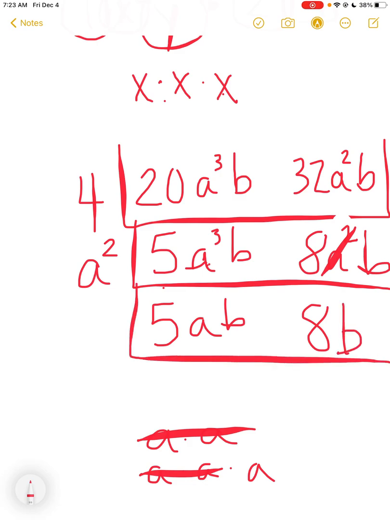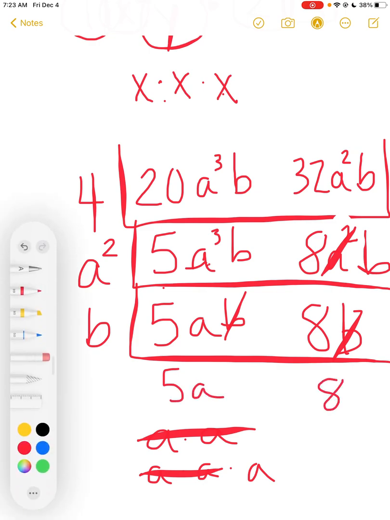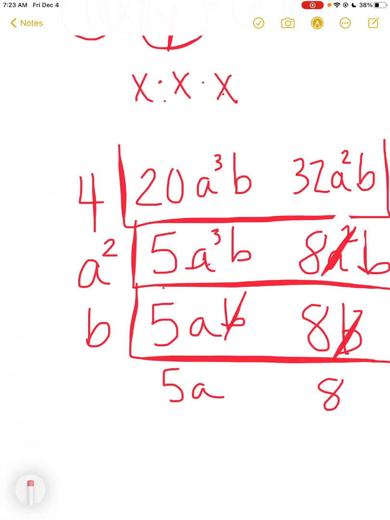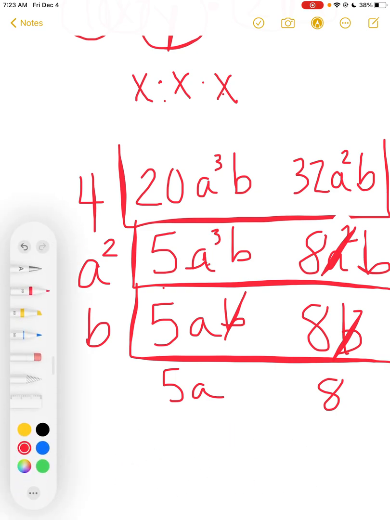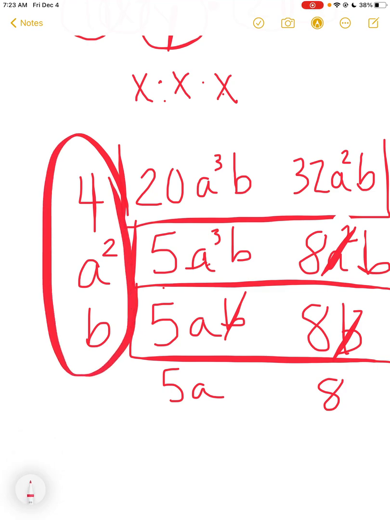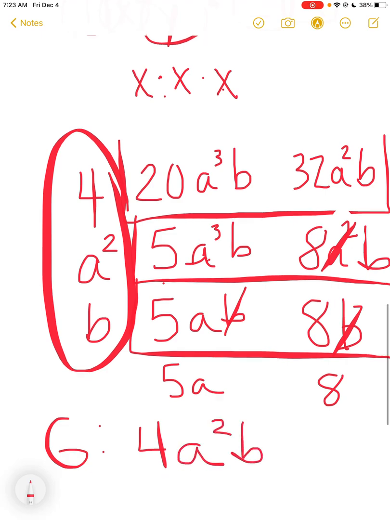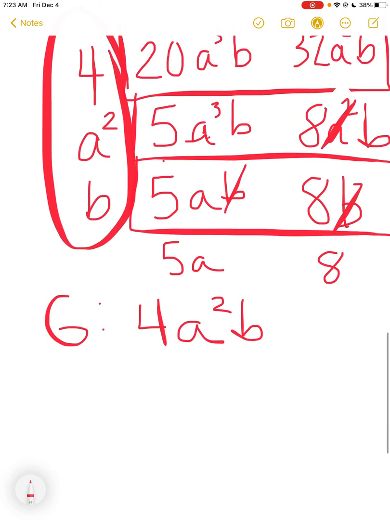Okay, now let's go over to the B's. We have 1 B in each. So how many B's can we take out of there? 1 B in each. That's going to cancel out both of those B's. So we have no B's left. You're left with 5A and 8. Now we go and find our GCF and LCM. GCF is found on the side. 4 times A squared times B means our GCF is 4A squared B. Just those numbers all set together.